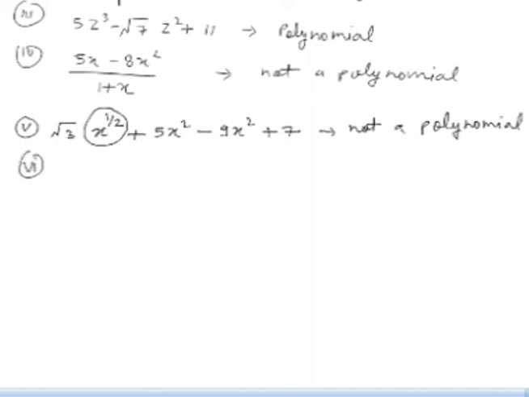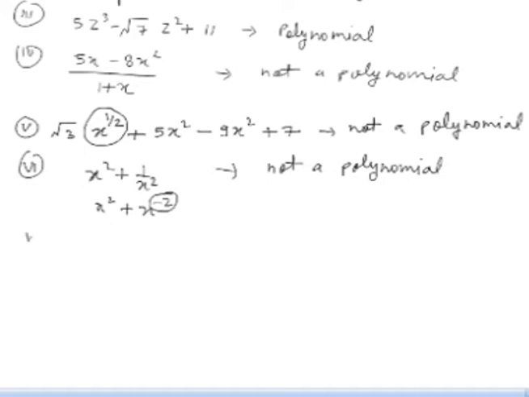And 6 x square plus 1 upon x square. This is also not a polynomial. Why? Because here the power is negative. If we solve this, it will become x to the power minus 2. So this is also not a polynomial. And 7 is a polynomial.